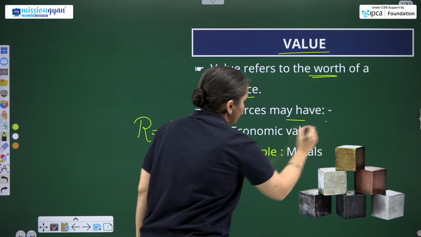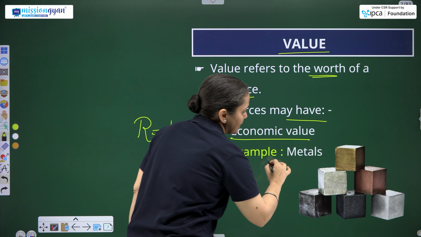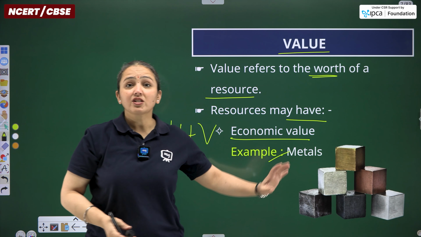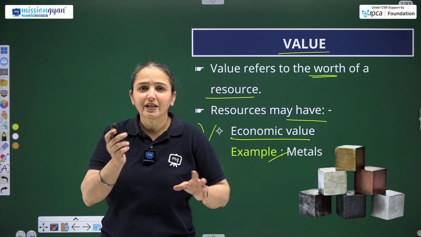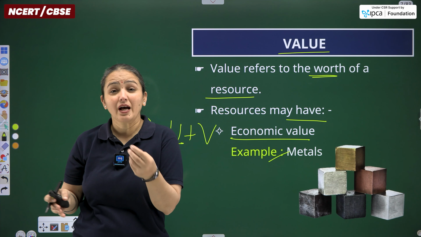Resources may have economic value. For example, metals do have economic value. They are extracted from inside the earth, and further they are utilized while extracting individual minerals. Likewise, iron is a mineral.